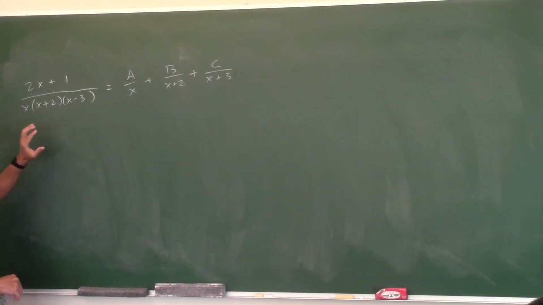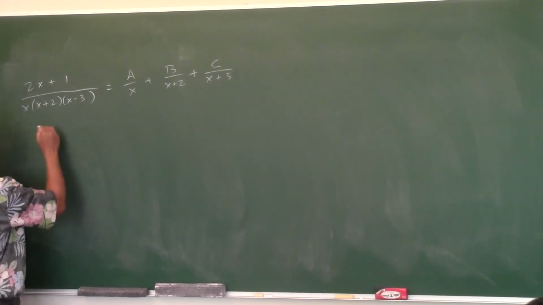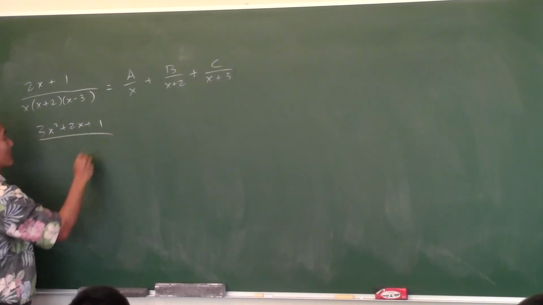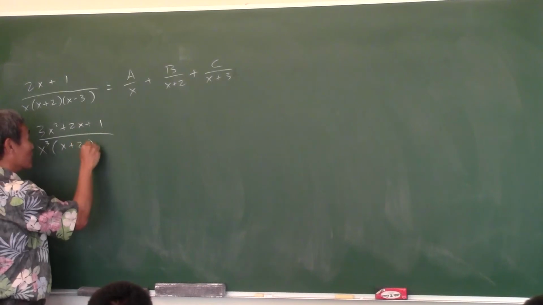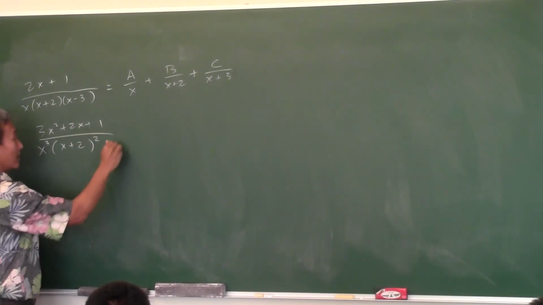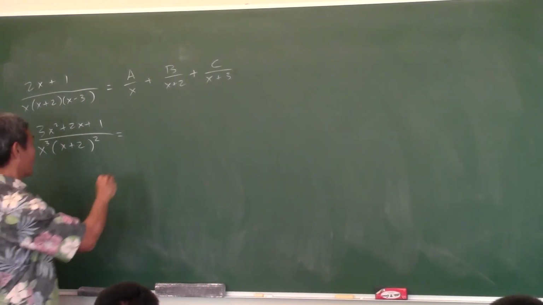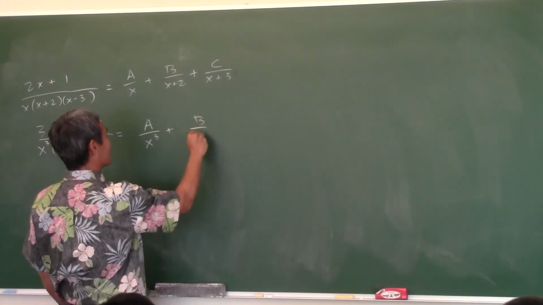Okay, but what happens when you have a repeated linear factor like this? What if you had, I don't know, 3x squared plus 2x plus 1, the numerator part really doesn't matter, all over x cubed times x plus 2 squared. You have to do x squared. There you go. Okay, now this is the mistake students make. What fractions, when added together, will give you this as the least common denominator? This is what students normally do. They go, oh, easy, something over x cubed plus something over x plus 2 squared.